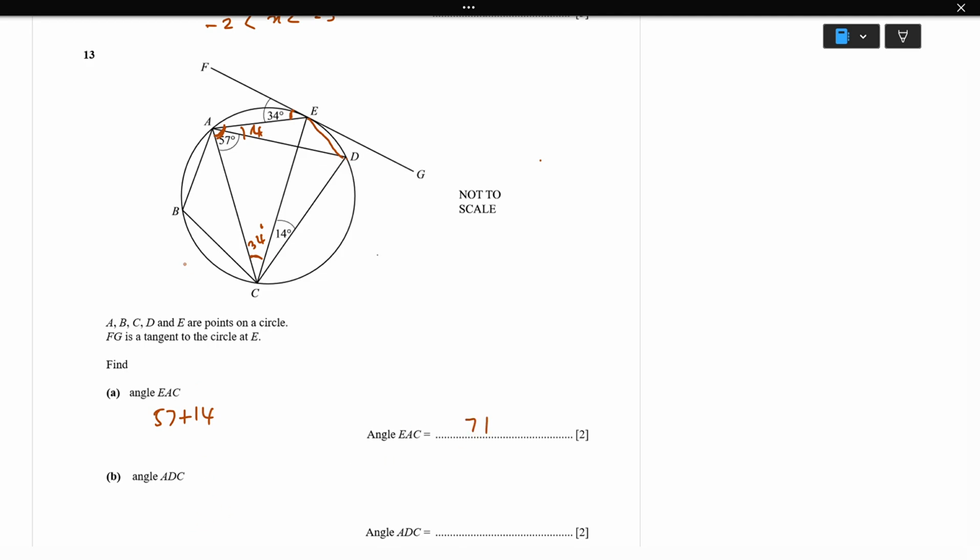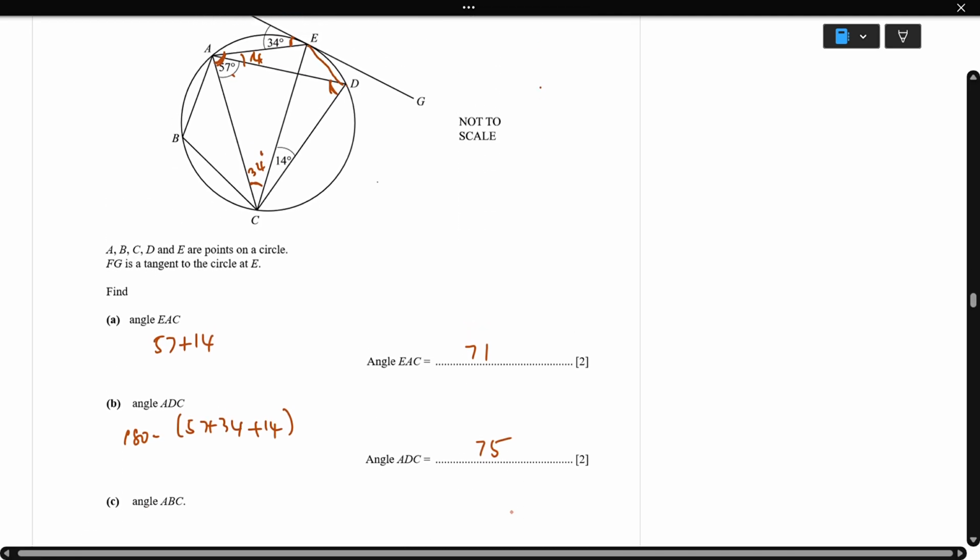Next, angle ADC. Here is ADC. I will take this triangle, angle ADC. Here 57, here 34 plus 14, take that away. 180 minus (57 plus 34 plus 14). So the answer is going to be 75.